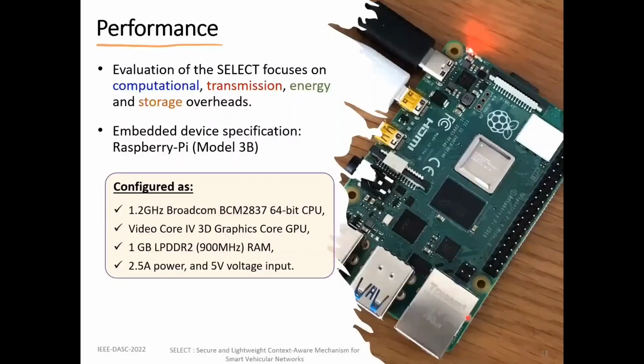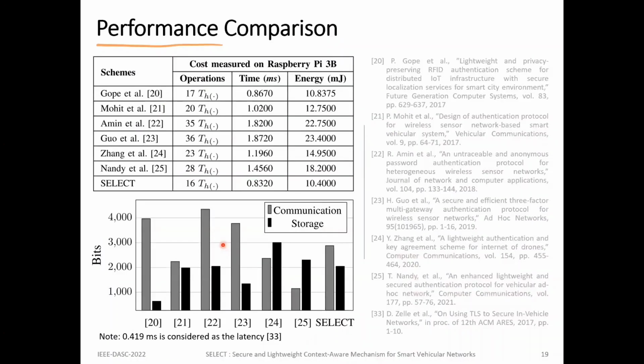Performance analysis. The proposed protocol is executed on a Raspberry Pi device. This is the configuration of such a device. And we compare our scheme with other schemes, and we found that the proposed scheme takes 0.8320 millisecond and 10.4 millijoule in terms of energy. And also in terms of communication, it takes nearly 3000 bits, and in terms of storage, it requires 2000 bits.